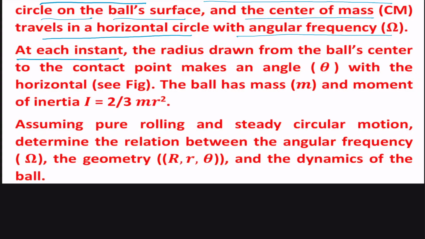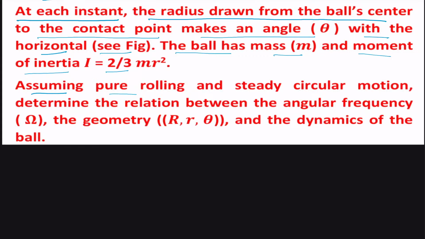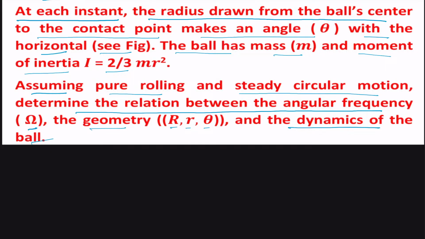At each instant, the radius drawn from the ball's center to the contact point makes an angle of theta with the horizontal. See the figure. Figure we can draw later on. The ball has mass m and moment of inertia I, which is given as 2/3 mr squared. Assuming pure rolling and steady circular motion, determine the relationship between the angular frequency omega and the geometrical components, that is our small r and theta, and the dynamics of the ball are to be discussed.